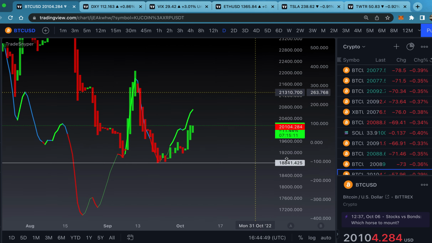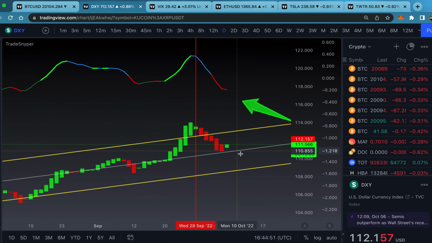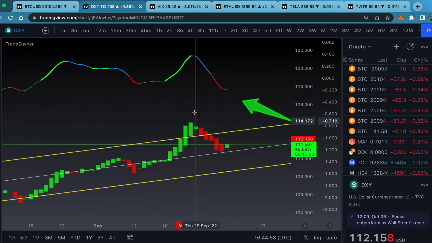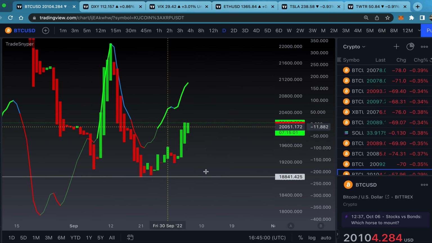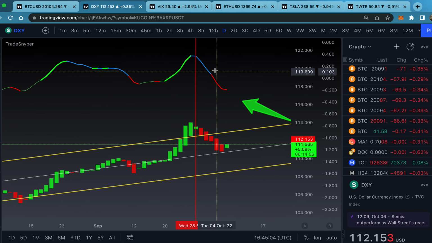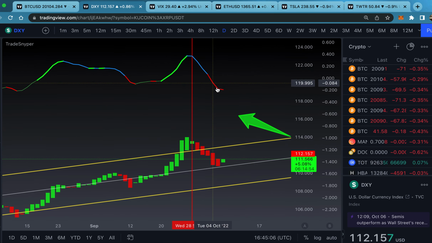So Bitcoin and the US dollar are basically an inverse. As you can see, when the US dollar falls, Bitcoin rises. So just look at this again: the dollar is falling, Bitcoin's rising. Now here's why I'm saying pay close attention. You'll see that the Trade Sniper is red on the US dollar, but it's bending, sort of like it did back here. Look at this area.